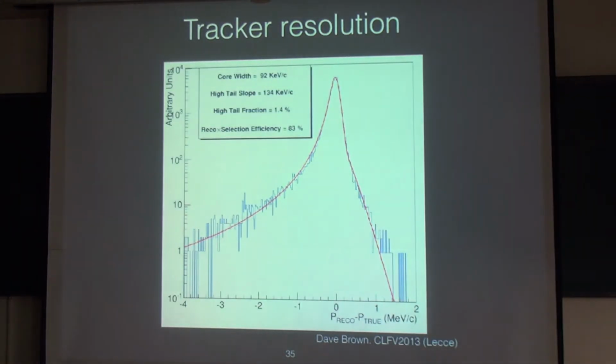Okay. So this is Monte Carlo on the tracker resolution. Basically, the core part is less than 100 keV, and the most important part is actually this high side tail, because our signal will be on the higher side of the background. So you don't want to have a long tail on the high side. The lower side is less crucial. So that's why we quote this high side tail. There you can see it's not too bad.